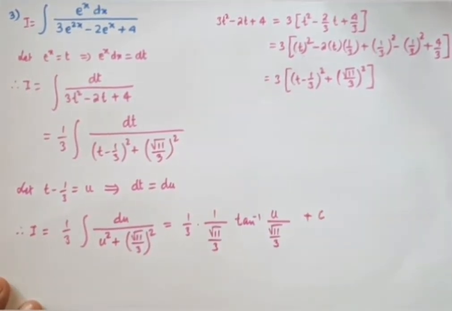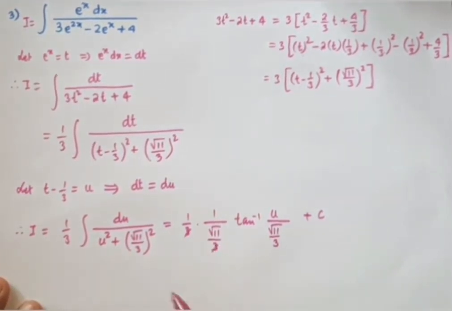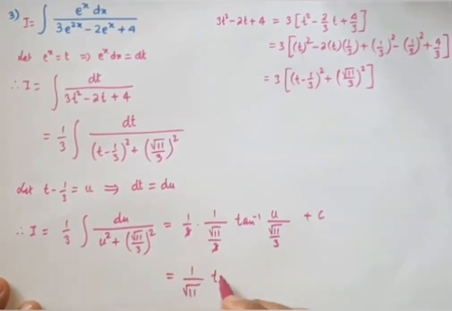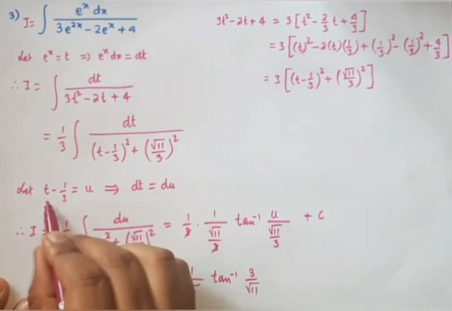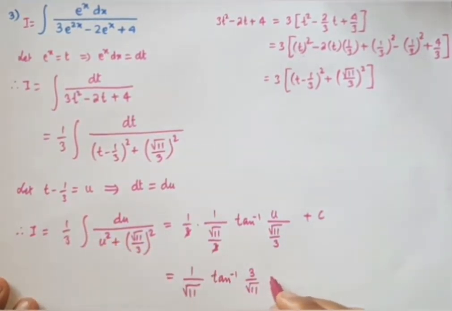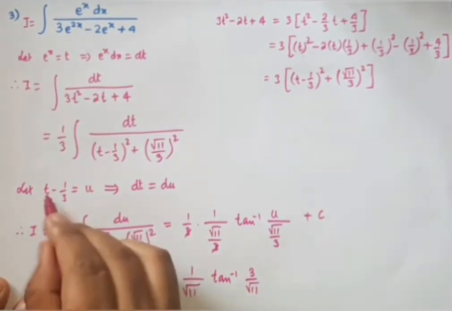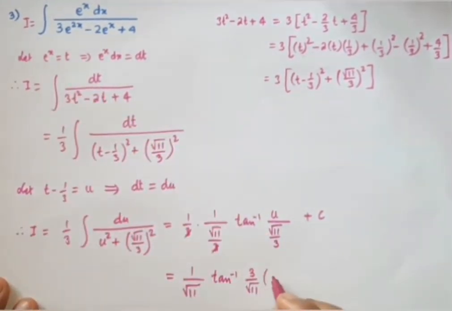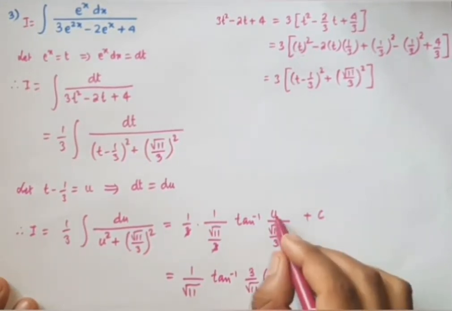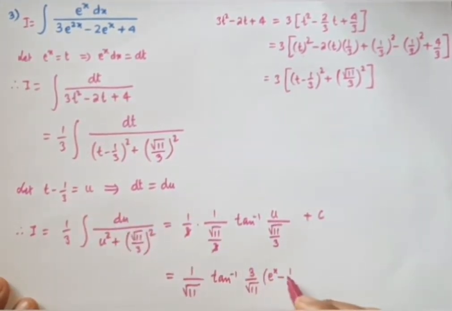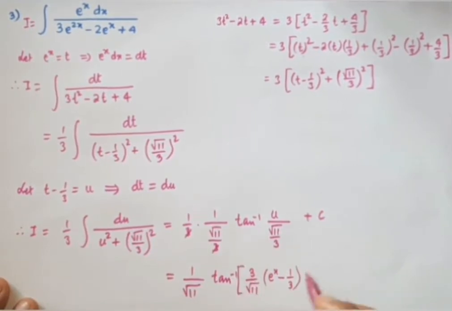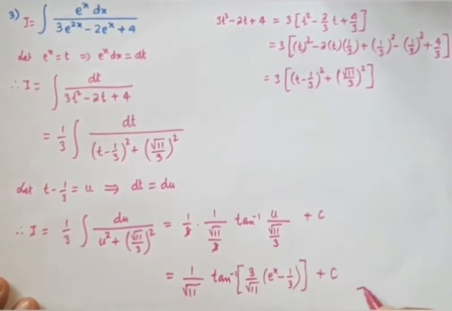We'll put the constant of integration out here, so this 3 and 3 get cancelled, so we have 1 by root 11 tan inverse, so this is 3 by root 11, u is there, and how much is u? U is this much, right? So t minus 1 by 3 I have to write, but how much is t actually? T is e to the power x, so that's why I'll write e to the power x, that is t, minus, instead of u, t minus 1 by 3. Okay, so we'll close this bracket with the constant of integration. So this will be our answer. Pause the video to note down.